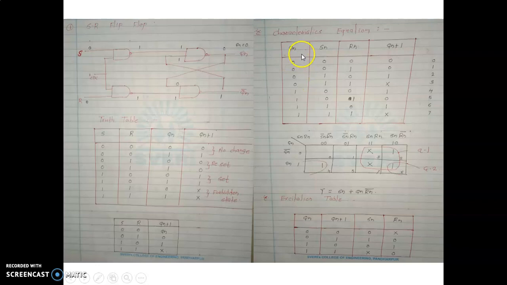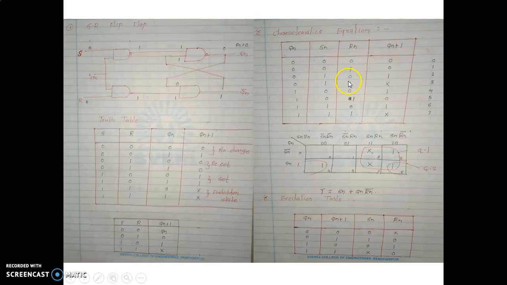In this type of truth table, we first write the present state. What is the present state? Qn is the present state, so we first write Qn. Then the type of flip-flop is SR, so we write Sn and Rn. And at last we write the next state, that is Qn plus 1. In this way we write the characteristic equation table. So Qn plus 1 is the next state.